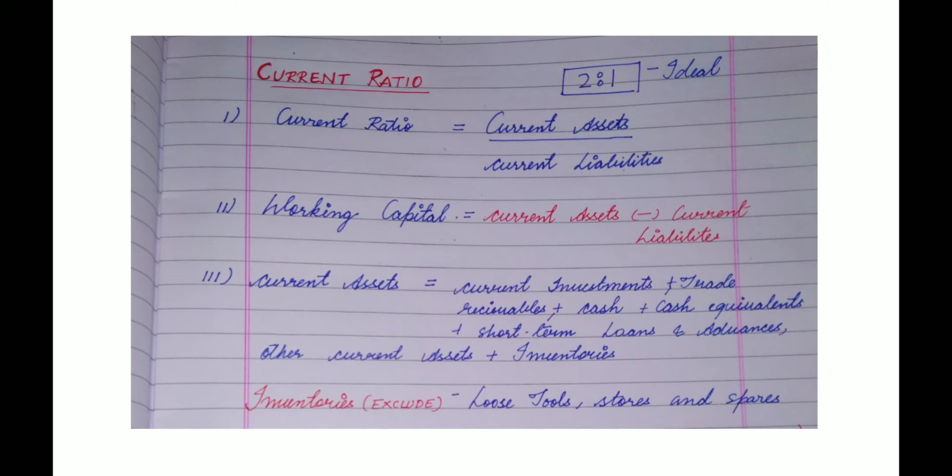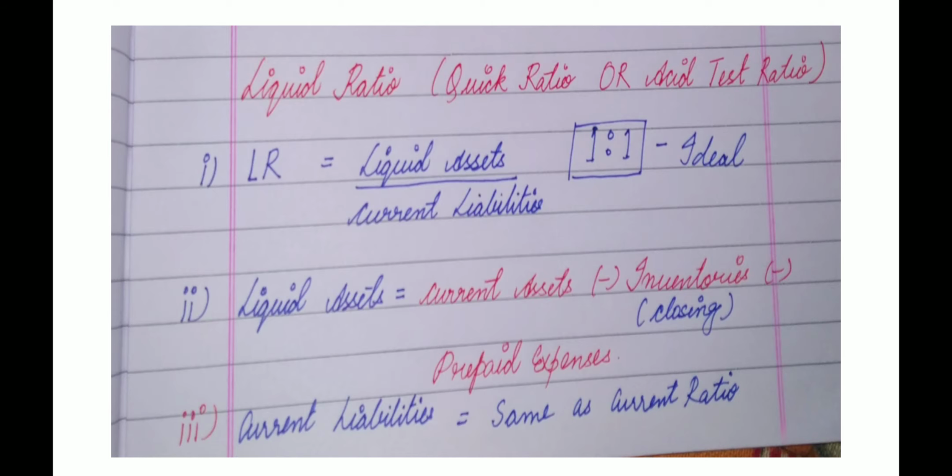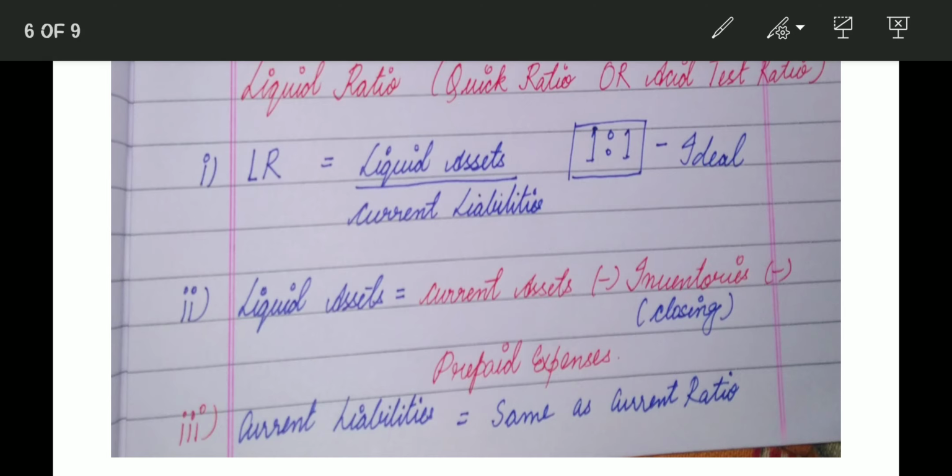So after that, the current ratio, liquid ratio or quick ratio, which is also called the acid test ratio, is calculated. The acid test ratio formula is liquid assets upon current liabilities. There is no change in the formula of current liabilities, and it is calculated as in the previous ratio, right?